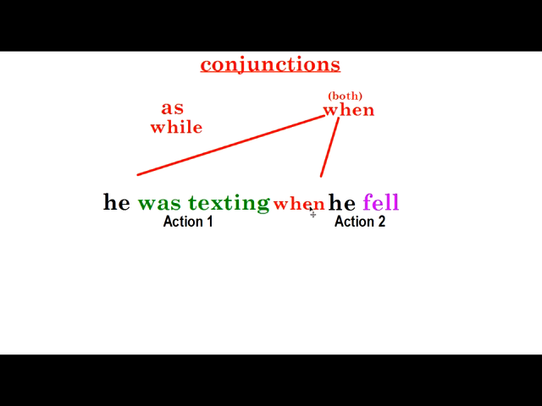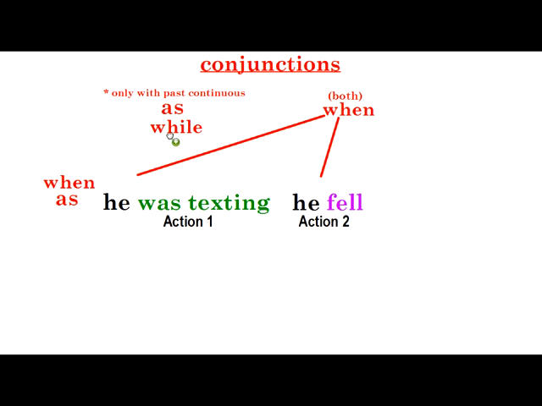Okay? Good. Now, the other ones, as and while, are special because they can only be used with the past continuous. So I cannot put it here with the second action. No, I need to put it with the first action. So I can say, as he was texting, he fell. Or I can use while, and I can say, while he was texting, he fell. Very good. So remember, as and while always go with the past continuous. When is flexible, I can use it for both. But let's look at something else.